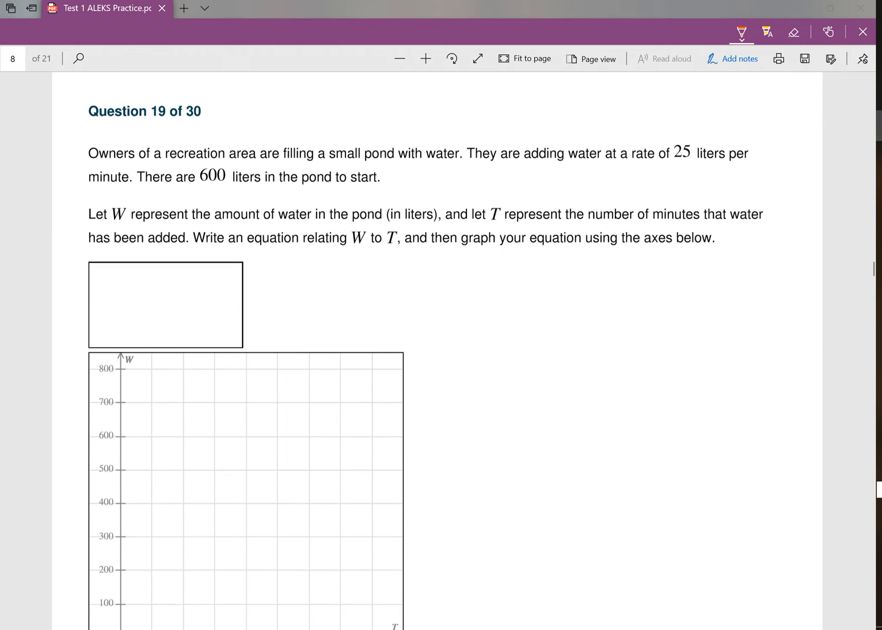Okay, last one, number 19. Owners of a recreation area are filling a small pond with water. They are adding water at a rate of 25 liters per minute. There are 600 liters in the pond to start. Keyword start. Let W represent the amount of water in the pond in liters, and let T represent the number of minutes in the water.